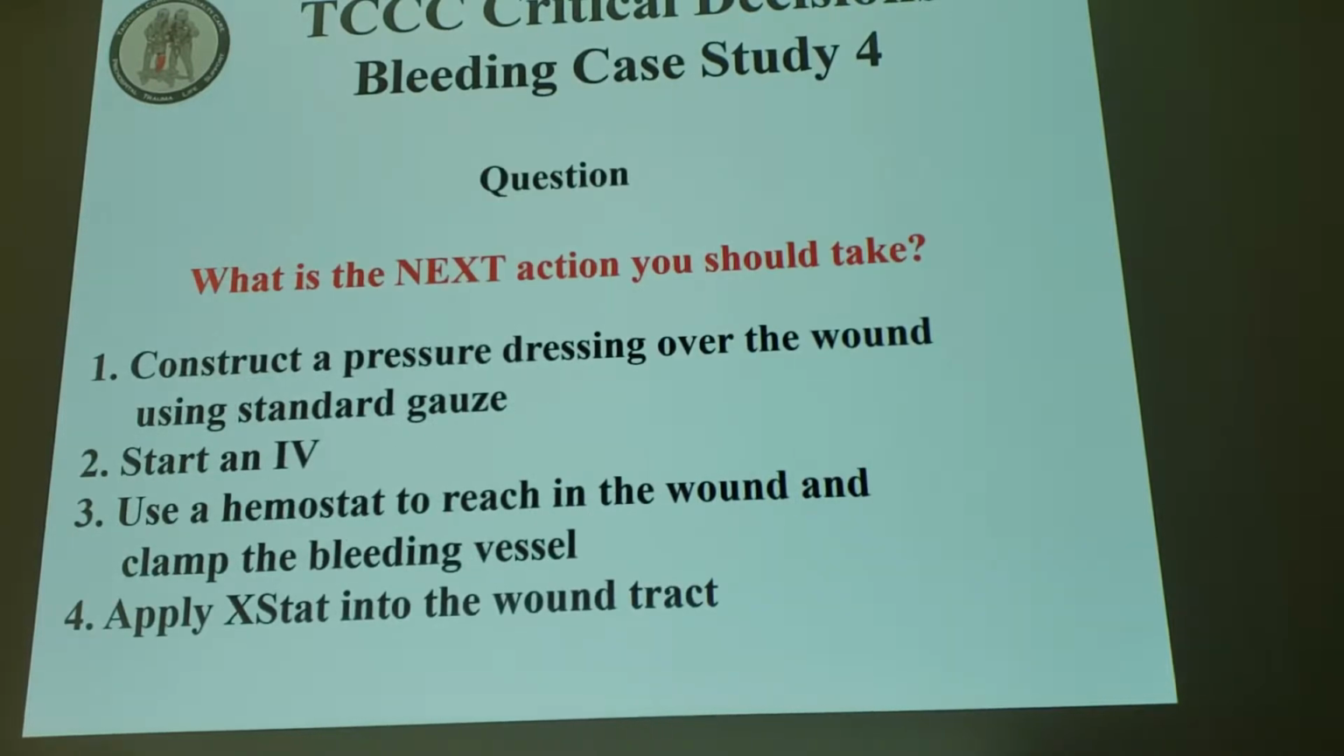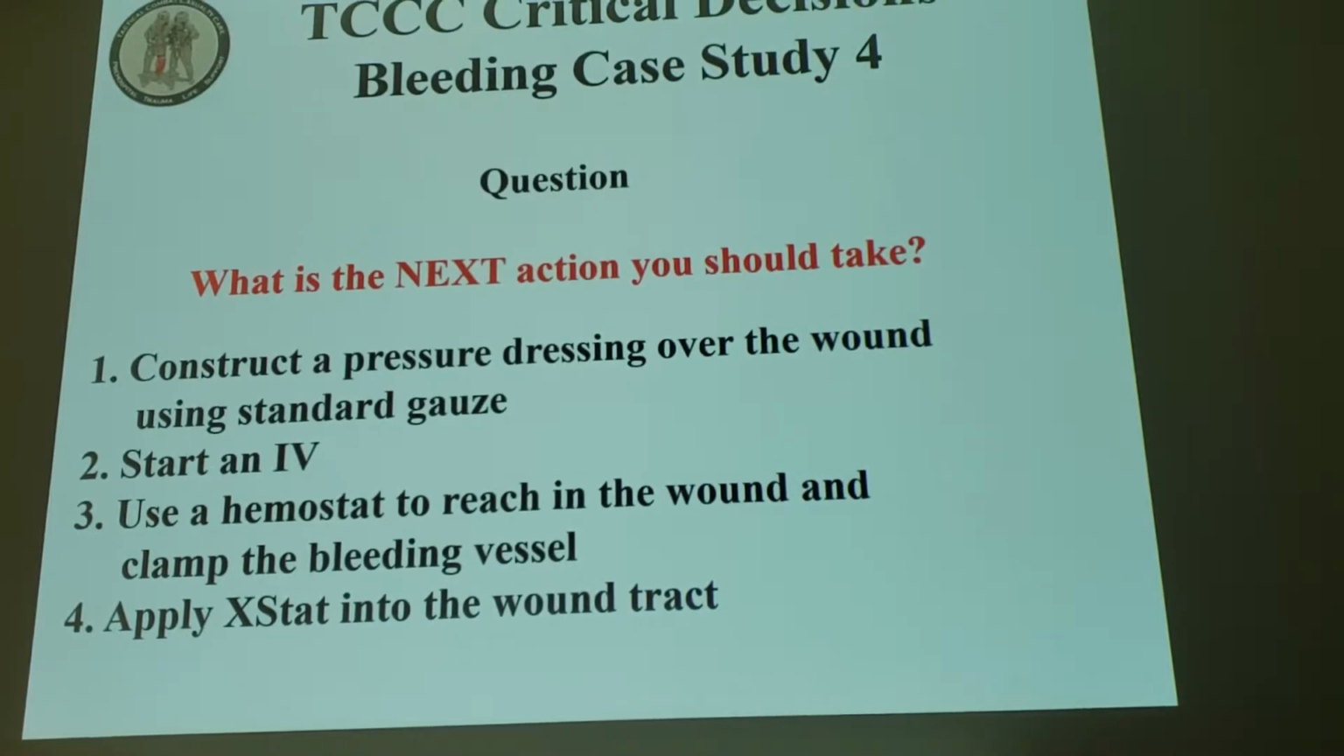All right, so let's see what we're gonna do. 1, construct a pressure dressing over the wound using standard gauze. 2, start an IV. 3, use a hemostat to reach into the wound and clamp the bleeding vessel. 4, apply X-stat into the wound tract. You guys know what X-stat is?